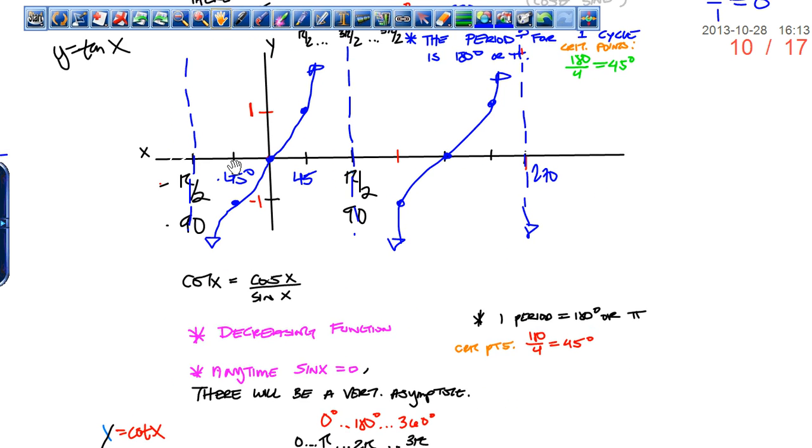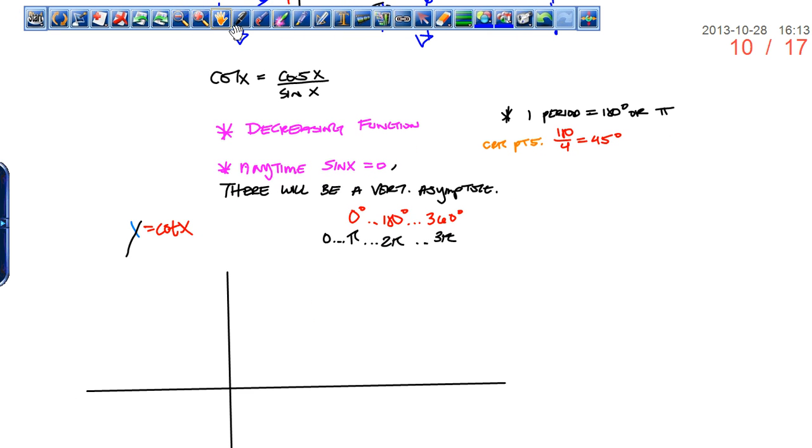Cotangent is the reciprocal. So now we're looking to see when sine is 0. So sine is 0 at 0, 180, 360. That makes it undefined. So I'm going to have a vertical asymptote here. And the next one, I'm going to do this in radians just because we did our last one in degrees. So the next one is at negative pi. Highest point still 1, lowest point still negative 1 that we're going to graph.